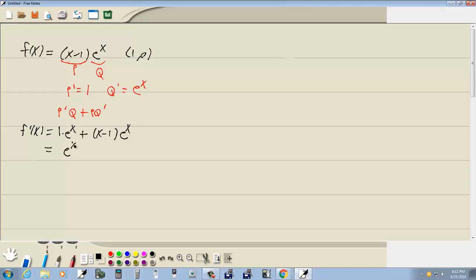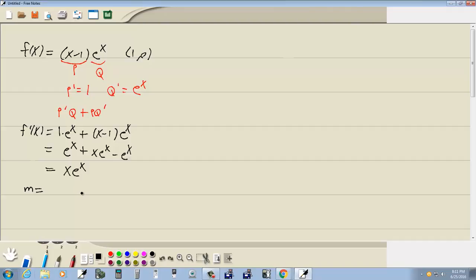And that gives us e to the x. If I multiply those through, e to the x times x is x e to the x. E to the x times negative 1 is negative e to the x. E to the x minus e to the x cancels, and we get x e to the x.